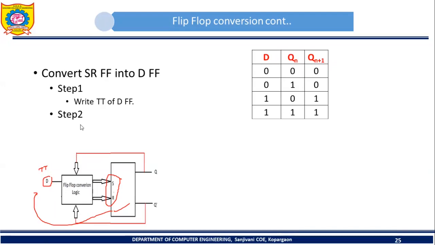After that, see which is the second step? Add two columns S and R in the truth table of D flip-flop.